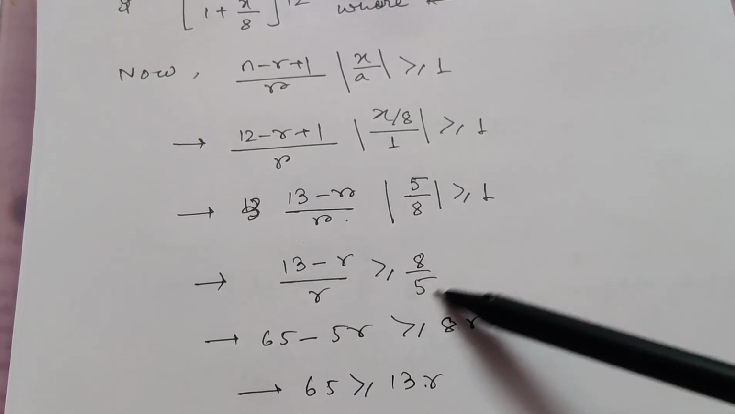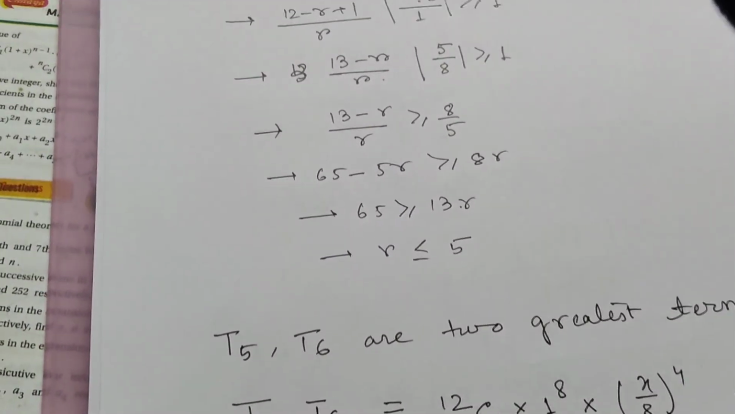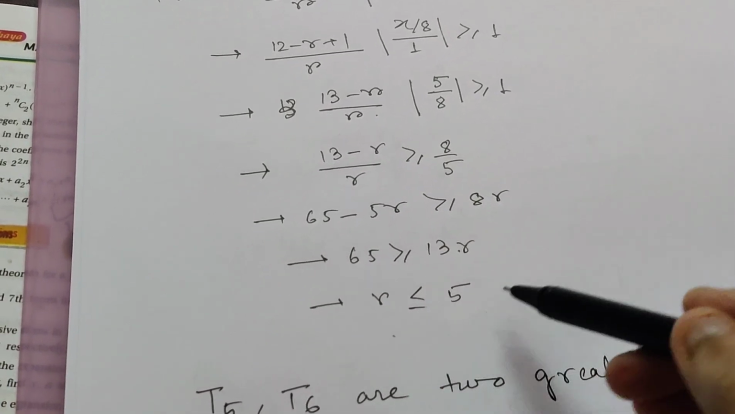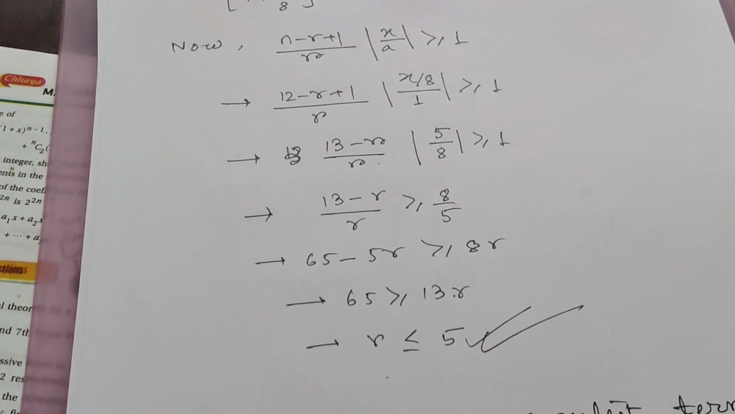So it will be reversed if I multiply it with 1 this side, and for the value of r, we are getting r less than or equal to 5. As you know, 5 is an integer.